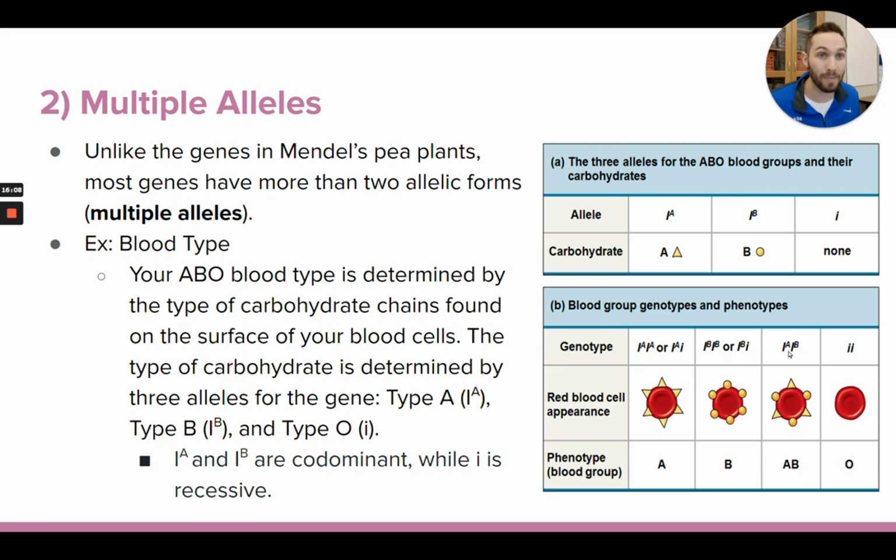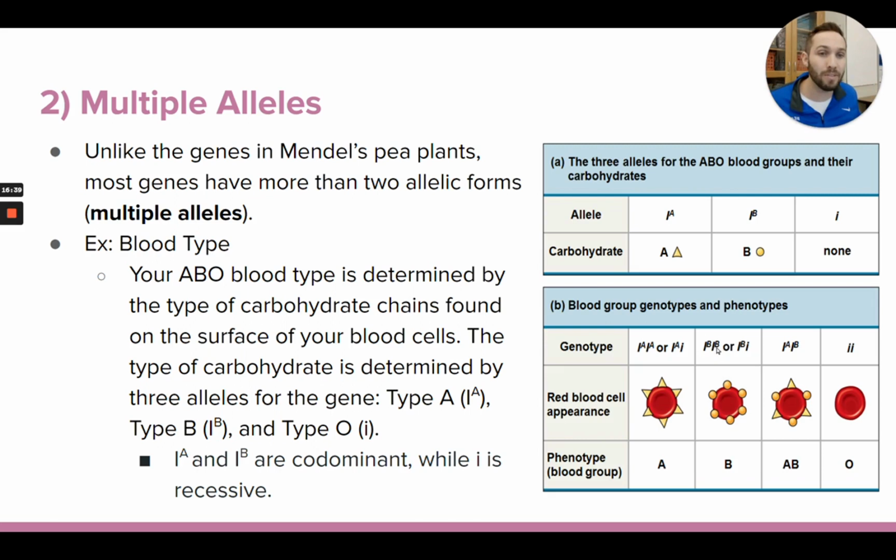They both win, so that leads to a different phenotype. But the O allele is recessive to both. So if you have the O allele, that's going to be recessive to both the B allele and the A allele. To have type A blood, for example, your genotype is one of two things. You either have two A alleles, or you could be heterozygous, with an A allele and an O allele, because O is completely recessive. So you would still have type A blood.